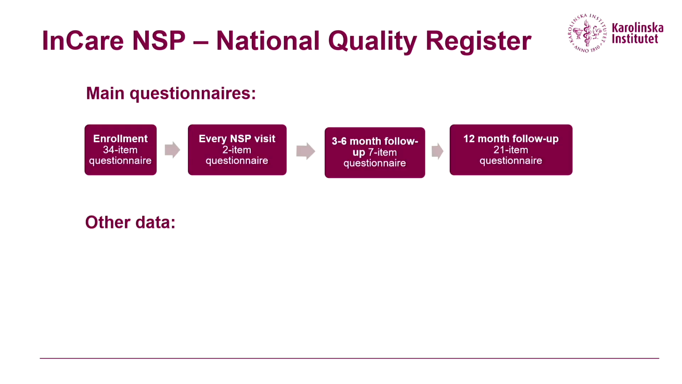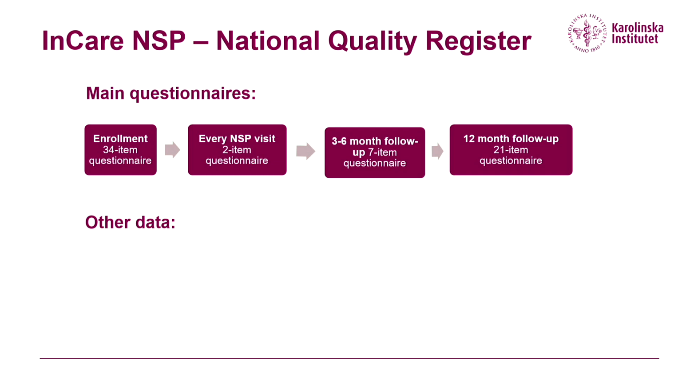So basically, there are some pre-filled questionnaires, and when you are enrolled in the program, there's a 34-item questionnaire regarding social demographics, drug use history, self-perceived hepatitis and HIV status, other social demographic data, and risk behavior when it comes to injecting drugs, but also sexual risk behavior.